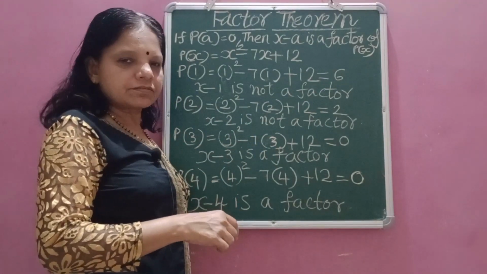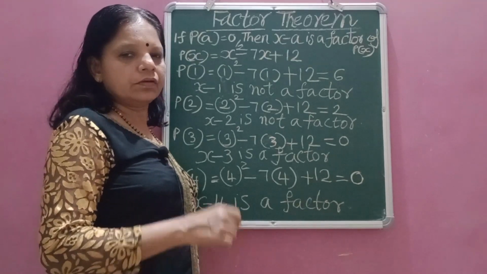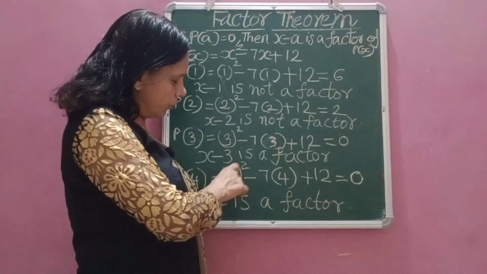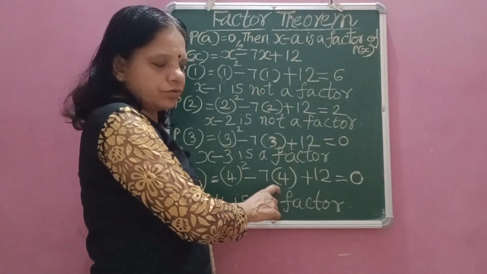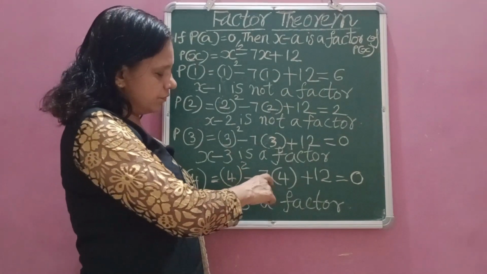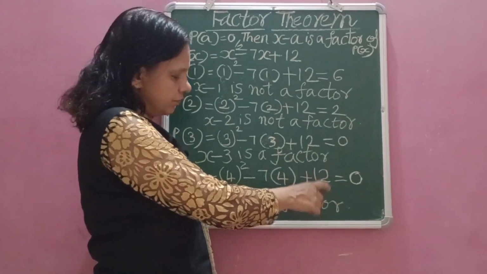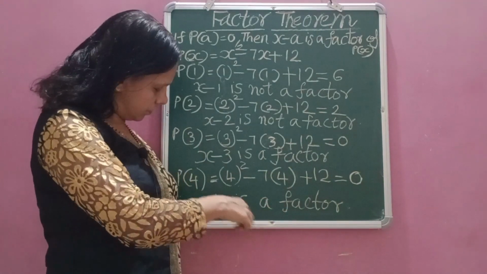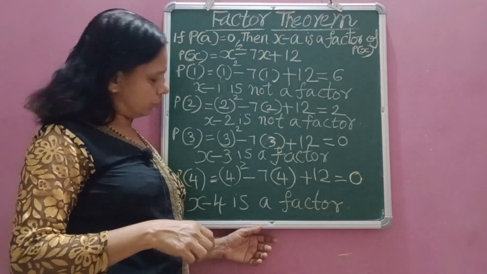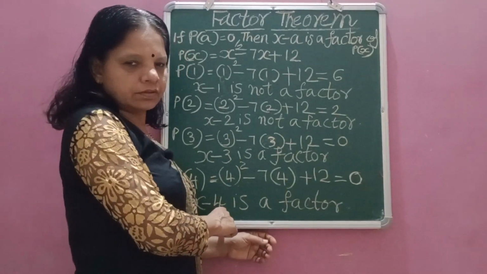Next, to find x minus 4 is a factor or not, we have to find P of 4. So, P of 4 equal to, substitute x is equal to 4. 4 square minus 7 into 4 plus 12. 4 square 16, 7 fours are 28, minus 28 plus 12. We will add the positive. 16 plus 12, 28. 28 minus 28, again 0. Therefore, x minus 4 is a factor of the given polynomial. So, two factors we got of this polynomial. What are they? x minus 3 and x minus 4.